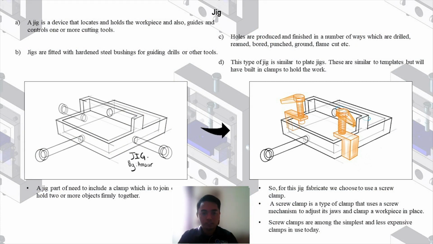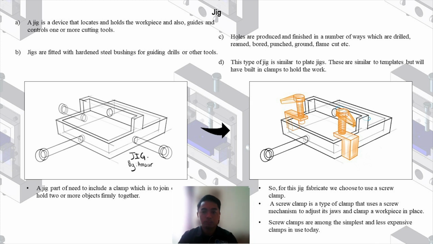Now we go to the jigs. These are the type of jig that we are going to fabricate. As you can see from the left picture, there's the original type of clamp that is included in this jig, which is just a basic clamp. So for improvement, on the right picture, we are going to use a screw clamp type of clamp, which is a mechanism to adjust its jaw. The screw clamp is among the simplest and cheapest clamps in use today. So this is the type of jigs that we are going to use.